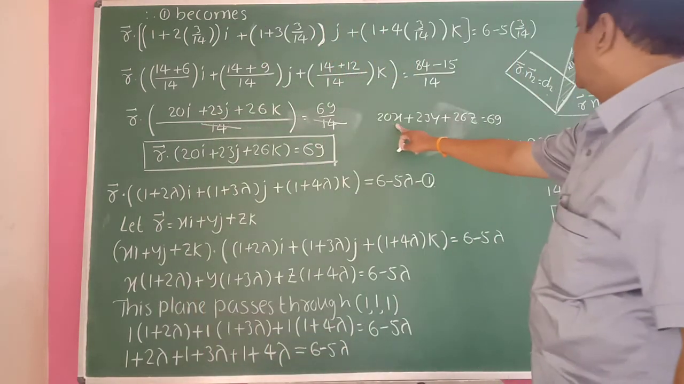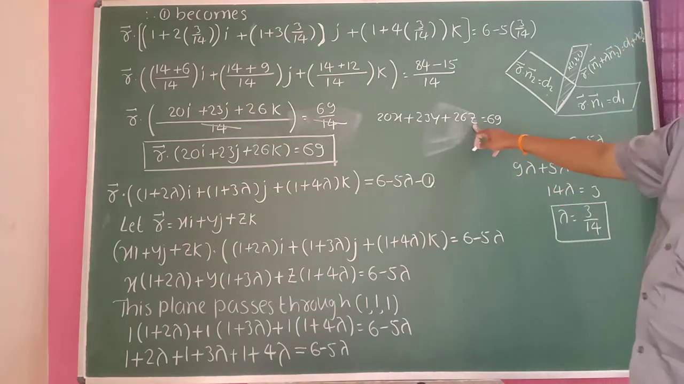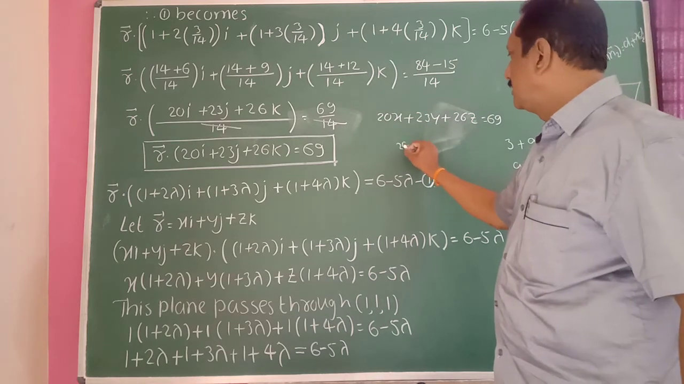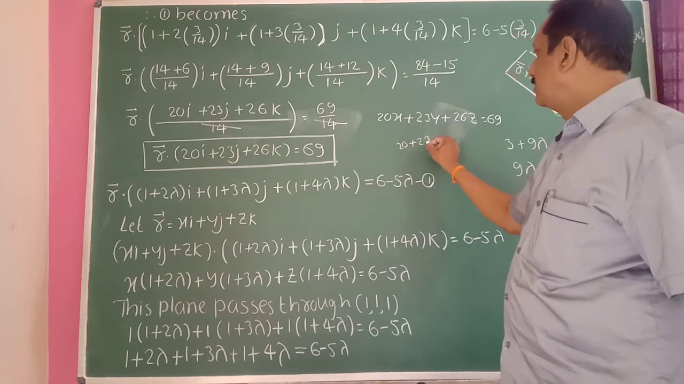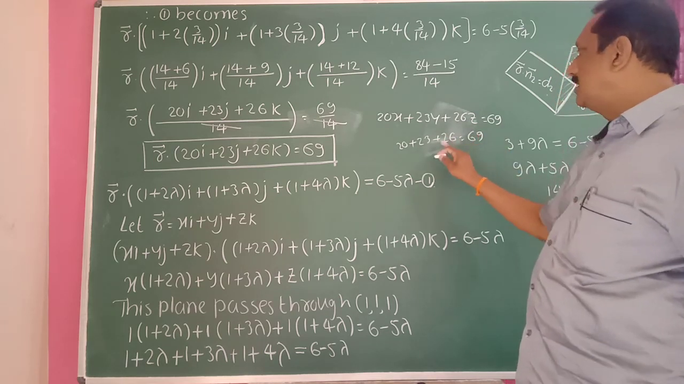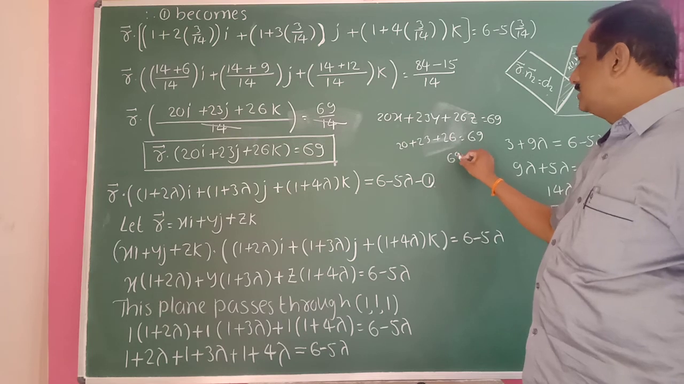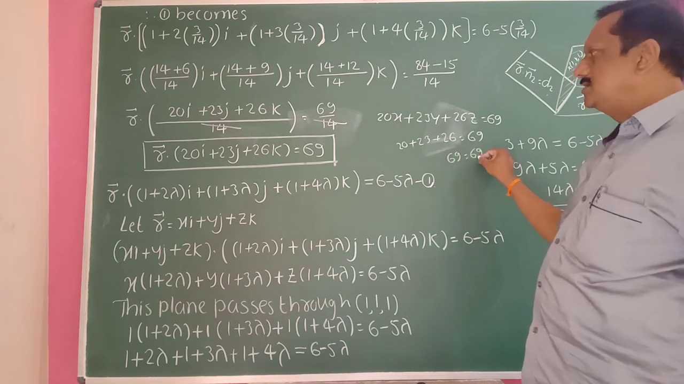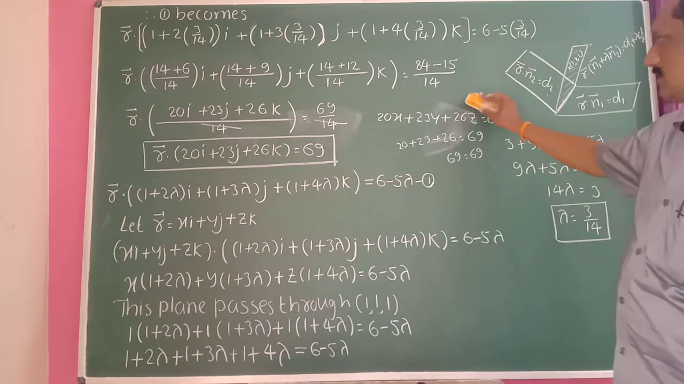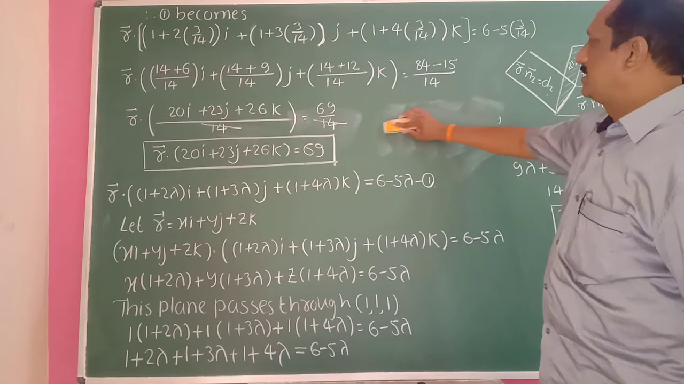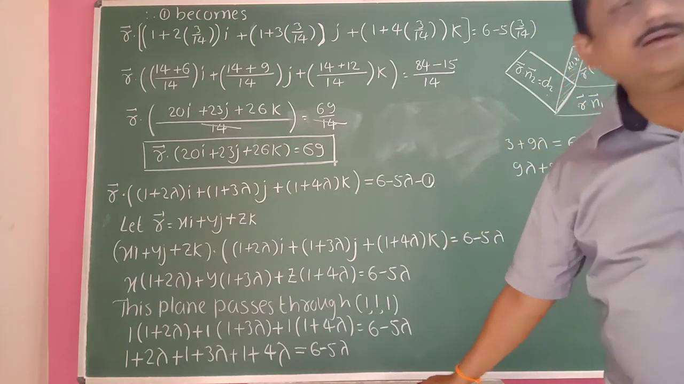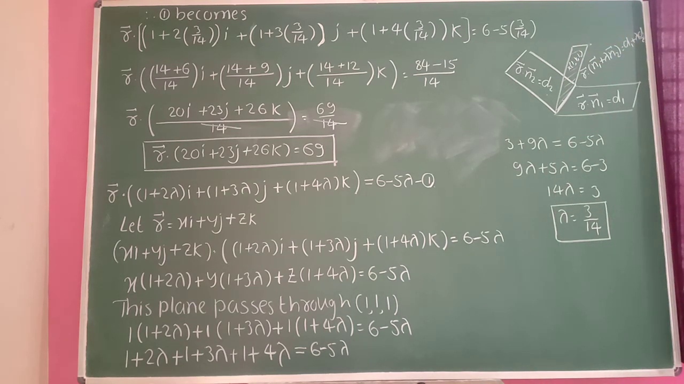Just put x value 1, y value 1, z value 1, because the plane passes through the point 1, 1, 1. 20 plus 23 plus 26 is equal to 69. Adding these three, we get 69 is equal to 69, which means the plane passes through the point 1, 1, 1. So our answer is correct. This is the verification. So this is the procedure to find the equation of the plane passing through the point of intersection of the given planes.